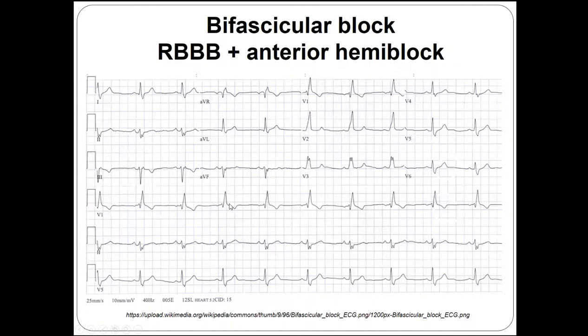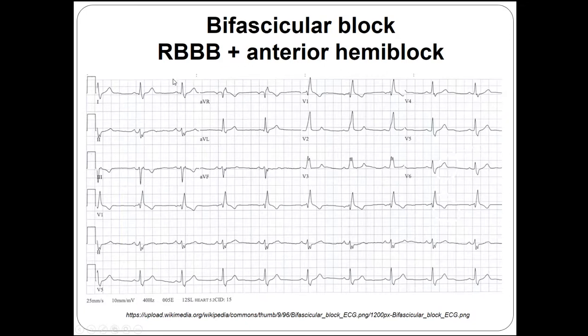Now, bifascicular blocks, as I mentioned, when we have a right bundle branch block, the typical signs of a right bundle branch block, such as an M complex in V1 and a deep S in lead 1 or V6, okay, somewhere here, yes.